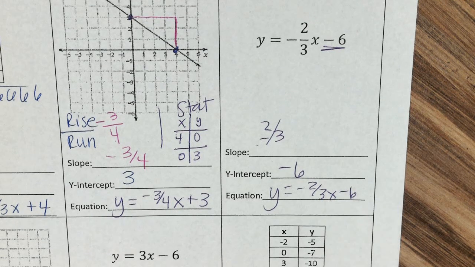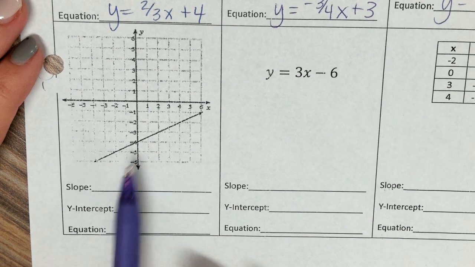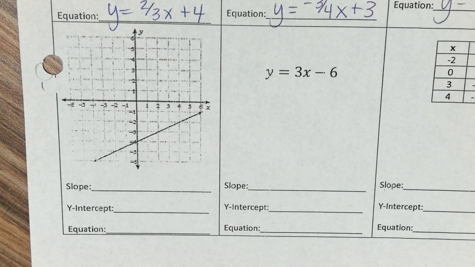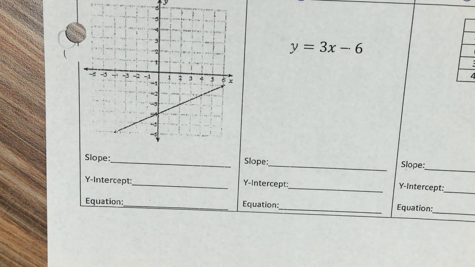So what we're going to do now is I'm going to give you about a minute to do this one on your own. You are going to pick, do you want to use stat or do you want to do rise over run and y-intercept? You pick how you do it. I'm going to give you a minute and let's see if you get it right. Quickly, everybody on their own.